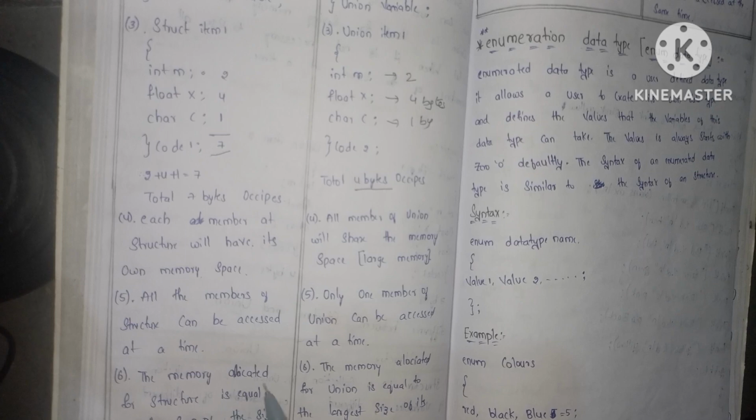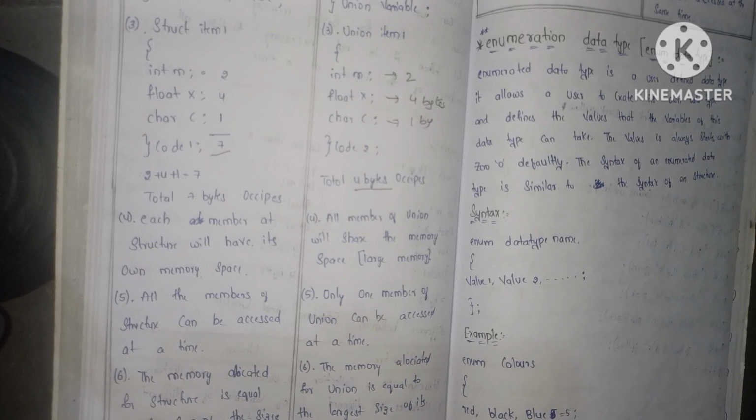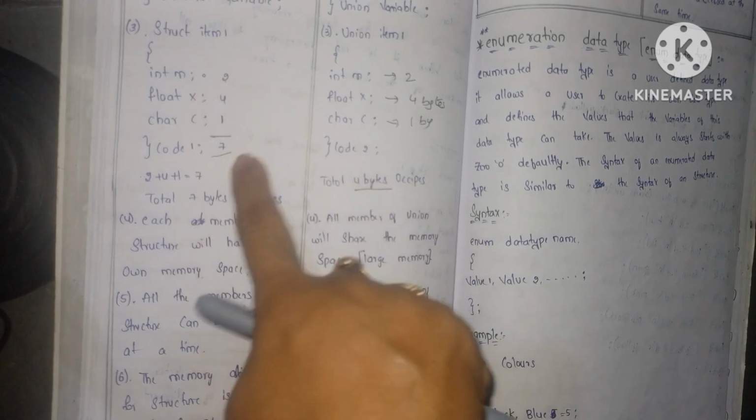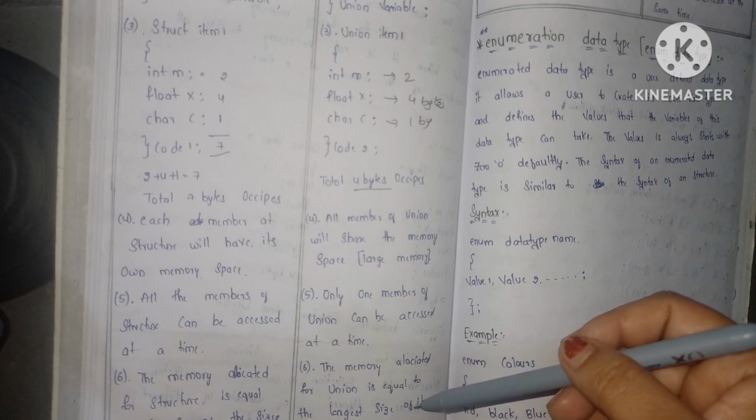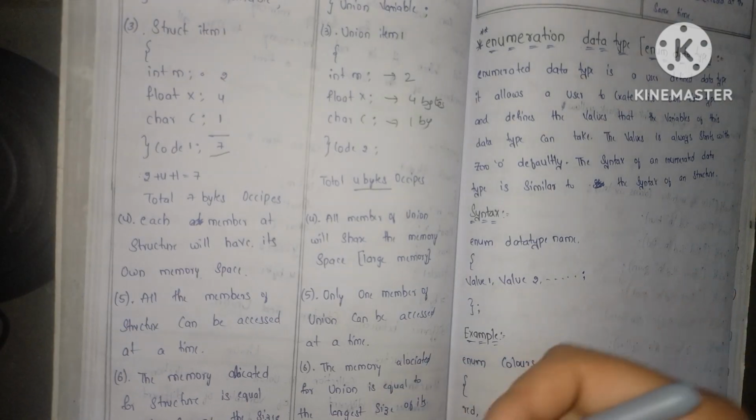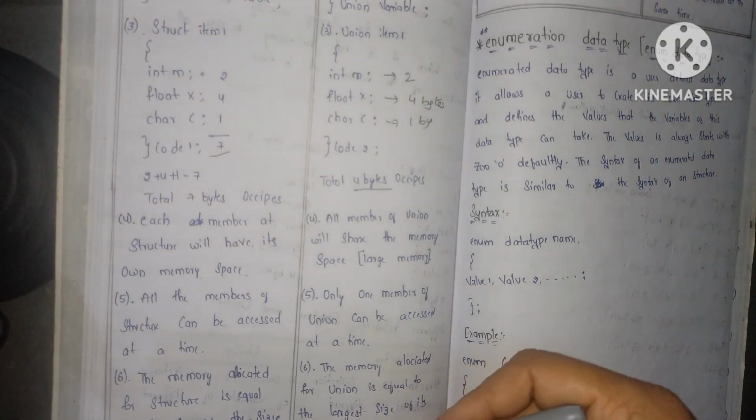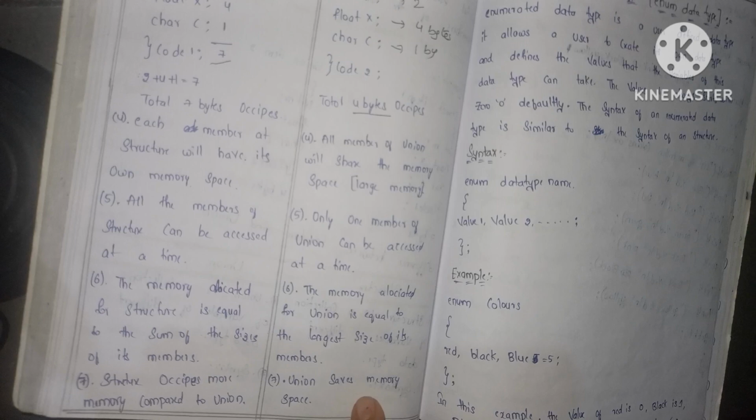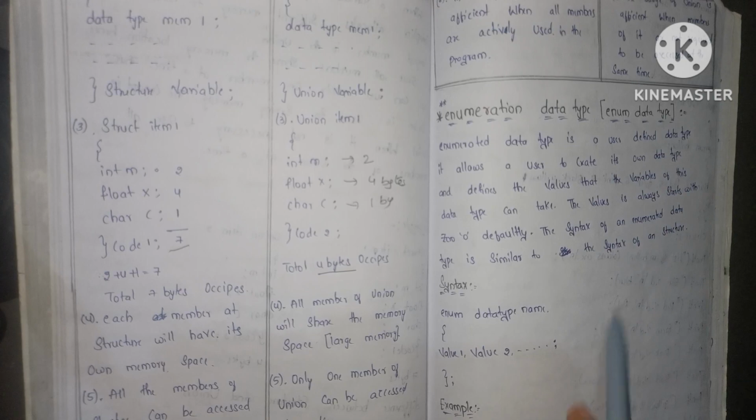Next one: the memory declared for a structure is equal to the sum of the sizes of all its members. How many members are there in the structure? The sum of the total bytes of all the variables equals the size of the structure. But in the union, the size is whichever member occupies the most memory. So a structure occupies more memory compared to a union, and union saves memory space. These are the differences between structures and unions, a very important question. So till now structures and unions are completed.